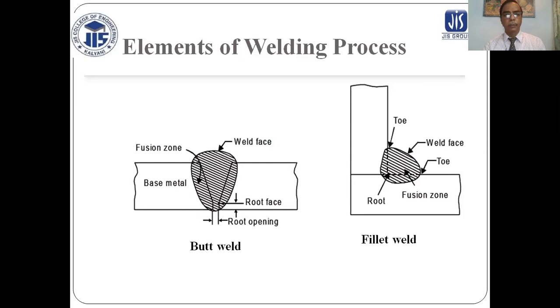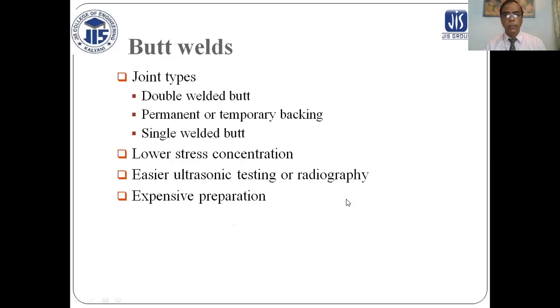Elements of welding processes: these are two part joints, that is weld joint, and two parts are joined by this fusion joint, and this is root, and that is root opening. This is fillet weld, that is corner joint, this is toe, and this is weld face, and this is root. Butt joints. Joint types: double welded part, permanent or temporary backing, single welded part. Lower cost of preparation, easier ultrasonic testing and radiography, expensive preparation.